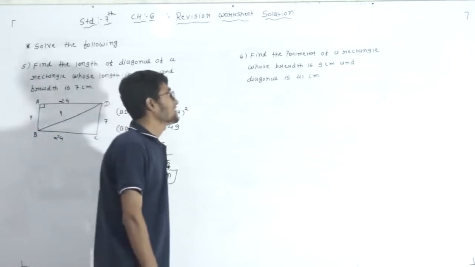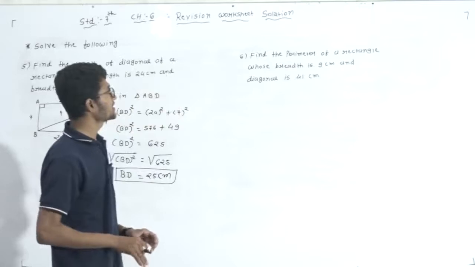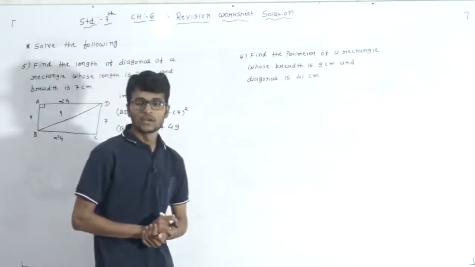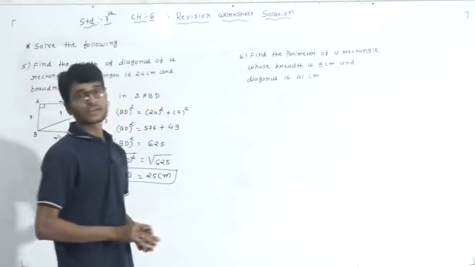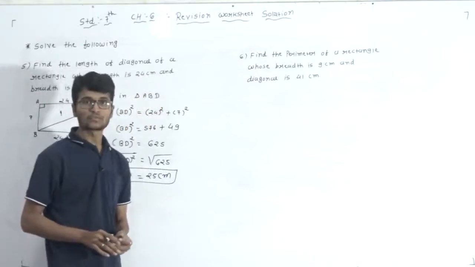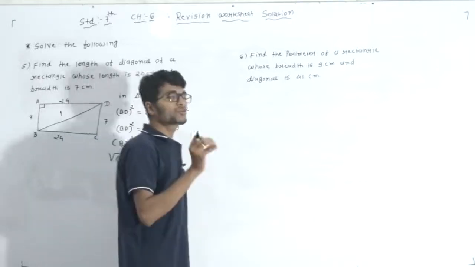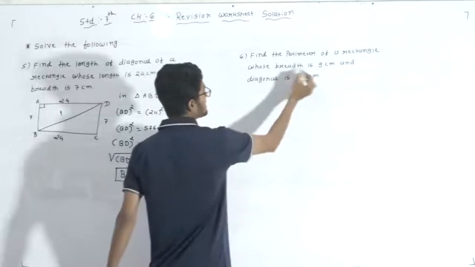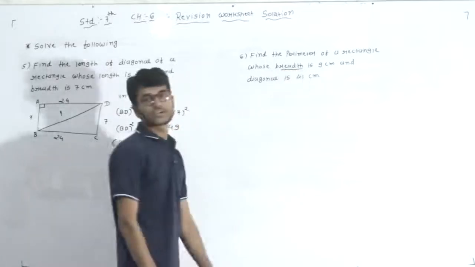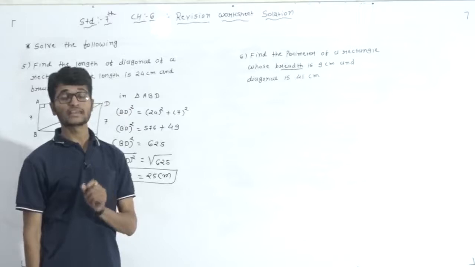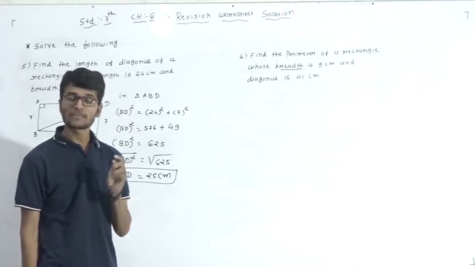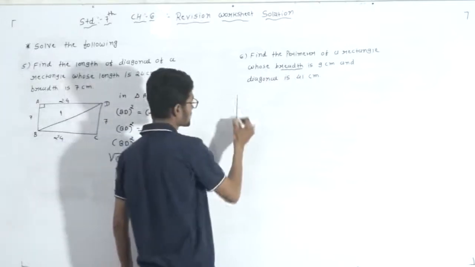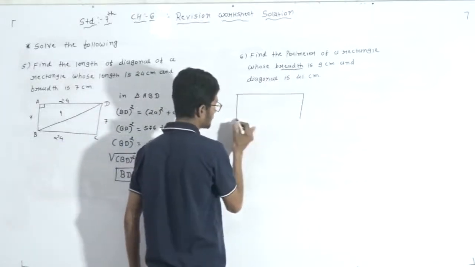Now to the next question. Sixth one. Find the perimeter of a rectangle whose breadth is 9 centimeter and diagonal is 41 centimeter. We have to find the perimeter of a rectangle. Perimeter of the rectangle, what is the formula? 2 in bracket length plus breadth. Breadth is given, but length is not given. It means we have to first of all find the length. What do we have to find first? Length. Let's start. So first of all, draw one rectangle.